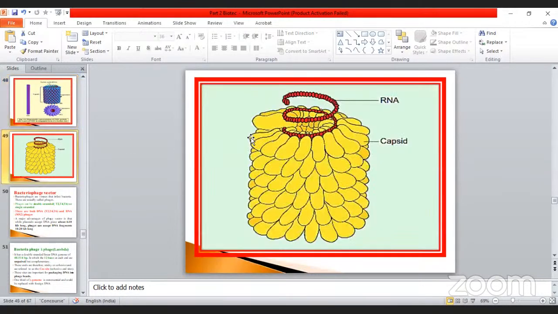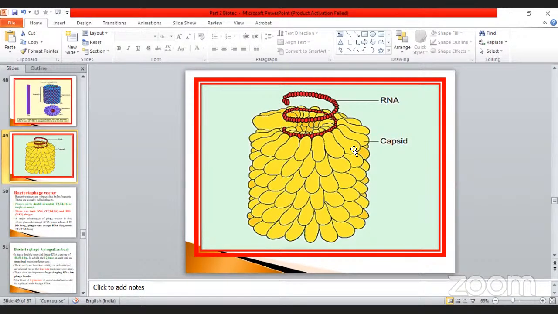So this is the structure of the tobacco mosaic virus. At the center there is an RNA molecule, which is also coiled in nature. The RNA molecule is covered by protein molecules. That protein covering is called the capsid. One unit of the capsid is called a capsomere. It is nothing but the protein molecule. Don't forget, my dear. This is very, very important.